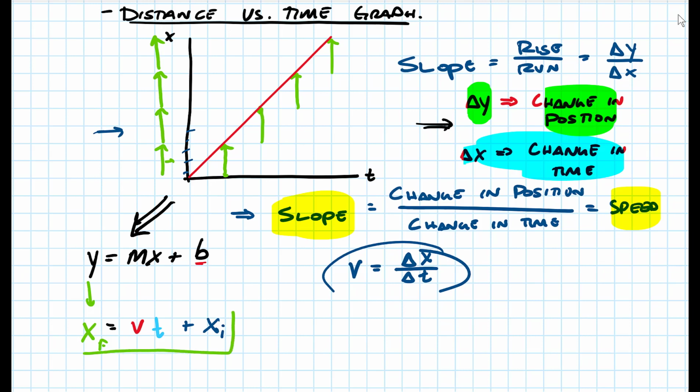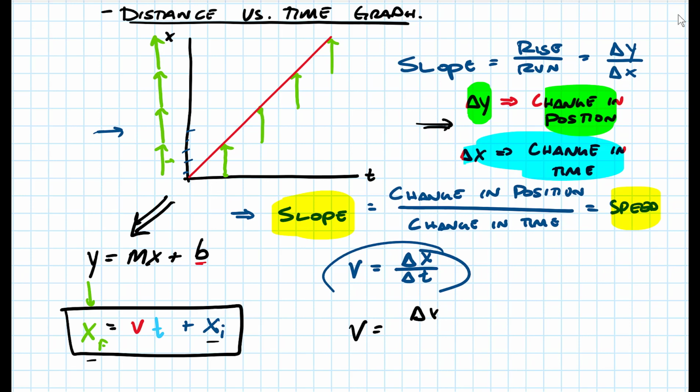So here we've got the two equations that we're going to use. That's how position changes if I have initial position and I want final position. And this would be how to find the speed, delta x over delta time. You're going to use these two things today.